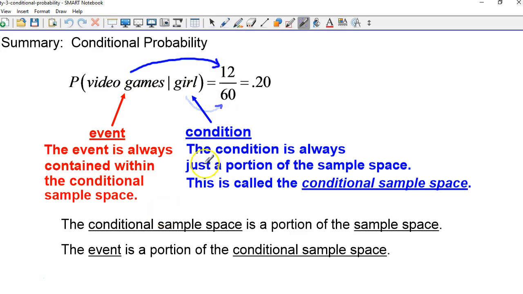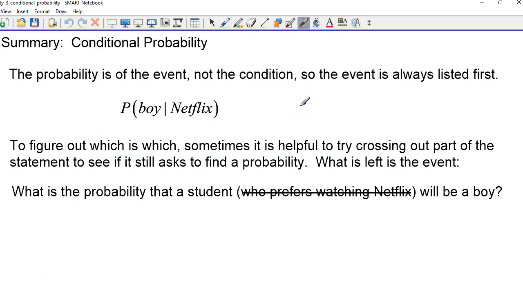Right? The conditional sample space is always a portion of the sample space, and the event is always a portion of the conditional sample space. The probability is of the event, not the condition, so the event is always listed first. To figure out which is which, sometimes it's helpful to cross out part of the statement to see if it still makes sense that you're finding a probability. What's left is the event. So if you had, what's the probability that a student who prefers watching Netflix would be a boy? Who prefers watching Netflix appears to be a parenthetical comment, so that would be the condition, and this would be probability of boy given the condition Netflix.